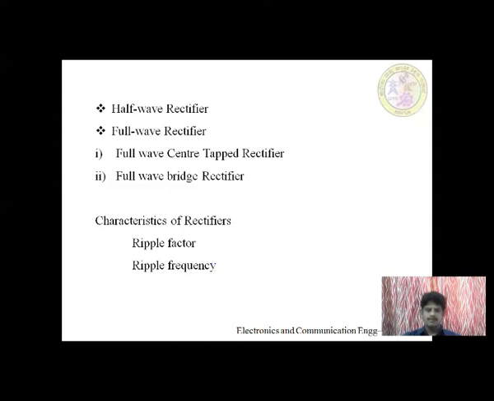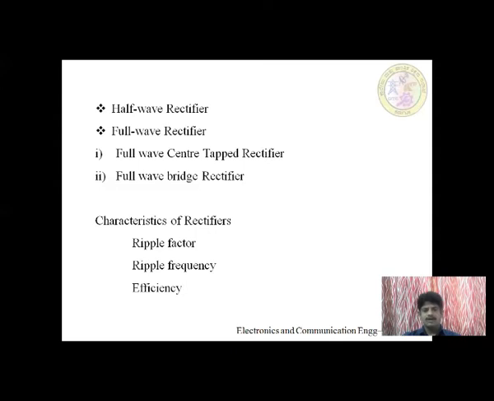Ripple frequency is the frequency of the output of the rectifier. In the half wave rectifier, the ripple frequency will be the same as the input frequency, because for each cycle of the input signal, the output has one half cycle. It may be positive or negative. But in the case of the full wave rectifier, for each cycle of the input signal, the output has two half cycles, positive or negative. So the output frequency will be 2f.